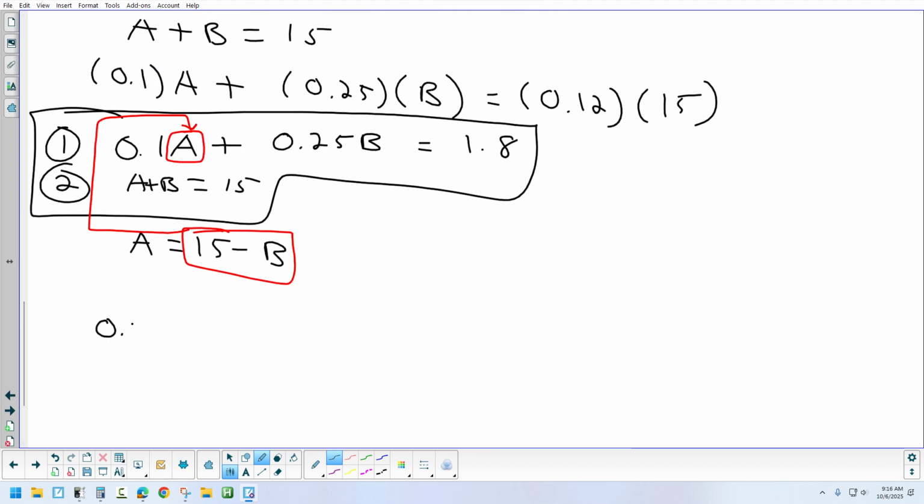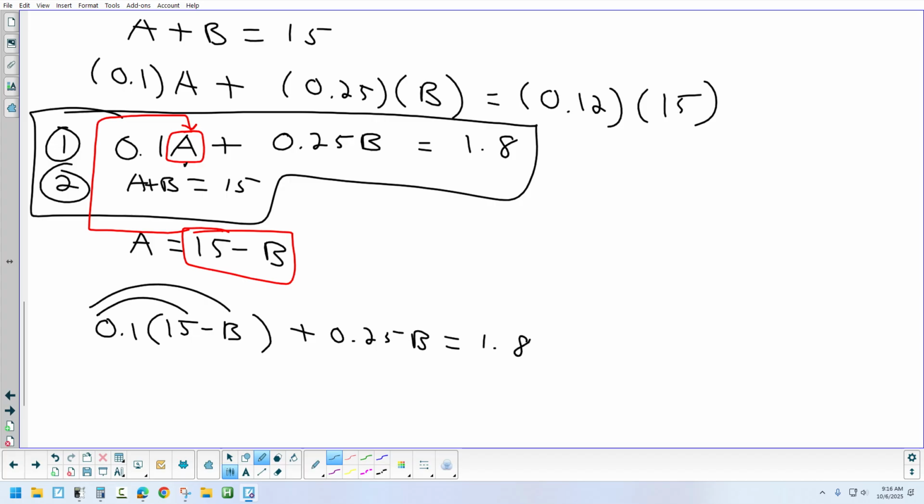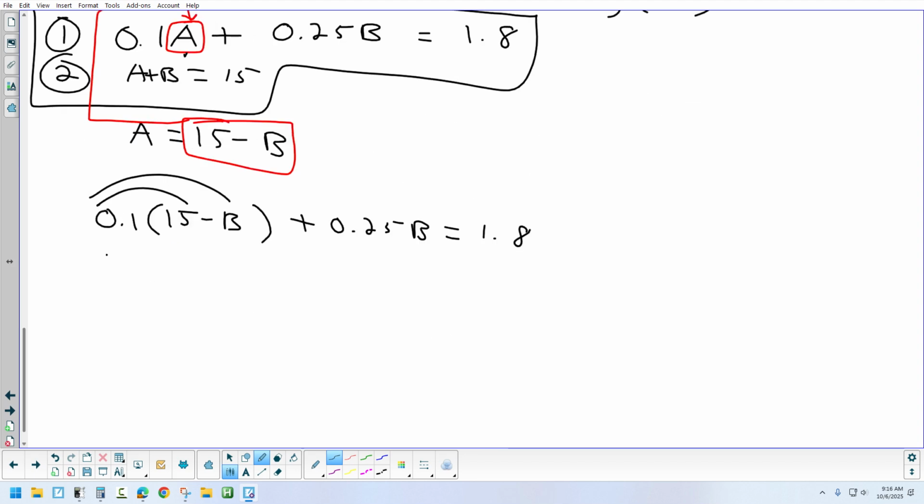Okay, so we got 0.1, and this is where you're going to have to distribute. So it's 0.1 times whatever you fill in for A. So it's going to be 0.1 times both of those. And then the rest is going to stay the same. Okay, so we did this earlier in another problem. We're going to distribute it. What's 0.1 times 15? 1.5. How about 0.1 times negative B? Yeah, there's nothing we can do with that.